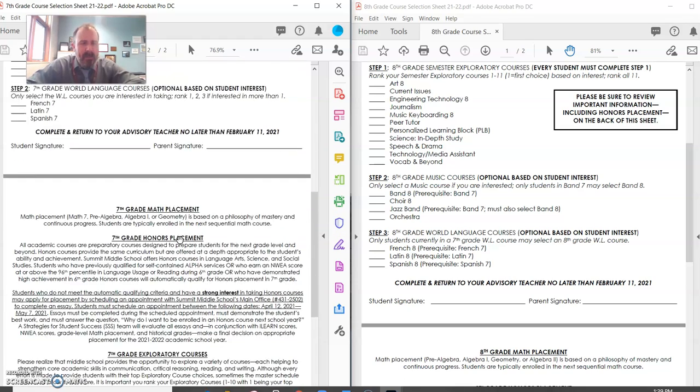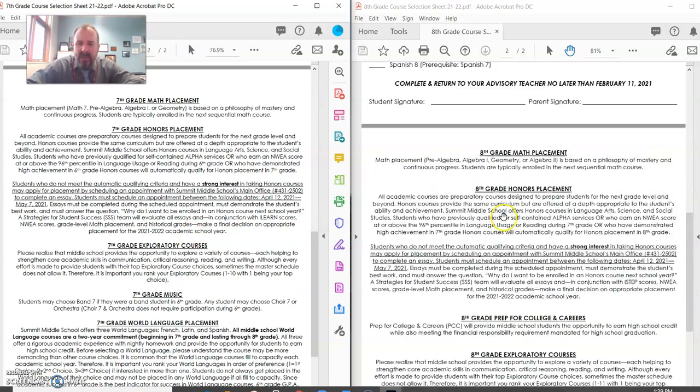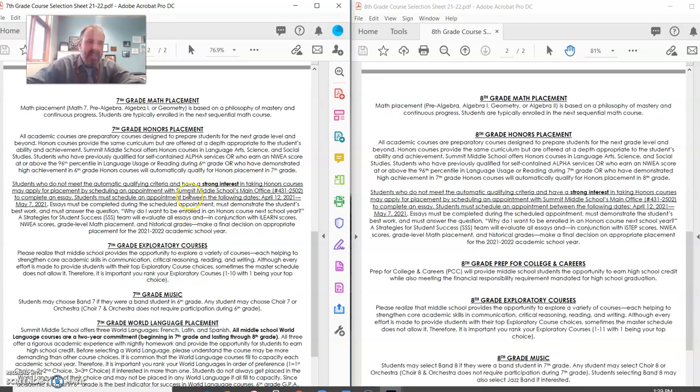Now, super important on the back, whether you're going to be a 7th grader or an 8th grader next year, that you read the back of this, okay? There's a lot of important information about 7th and 8th grade math placement, honors placement. Bottom line, to get in our honors courses, and the honors courses that I'm talking about here would be honors language arts, honors science, and honors social studies. Okay, that's what I'm talking about here with this honors placement. The math course that you took this year, you're just going to take the next one in the progression. We'll schedule that for you.